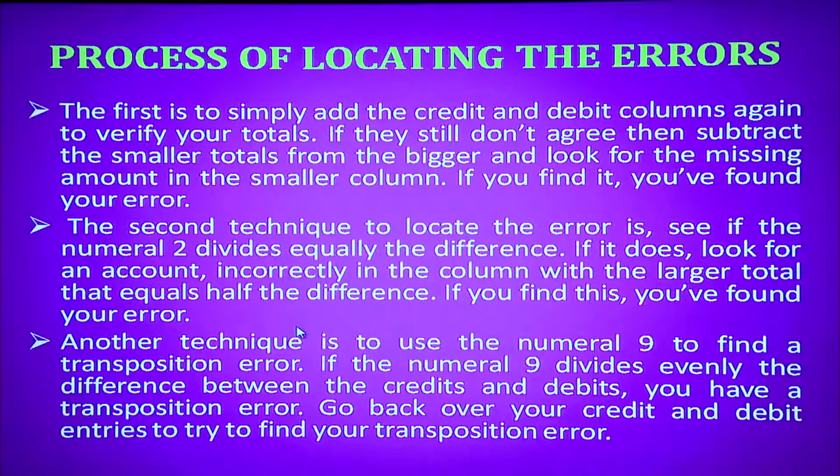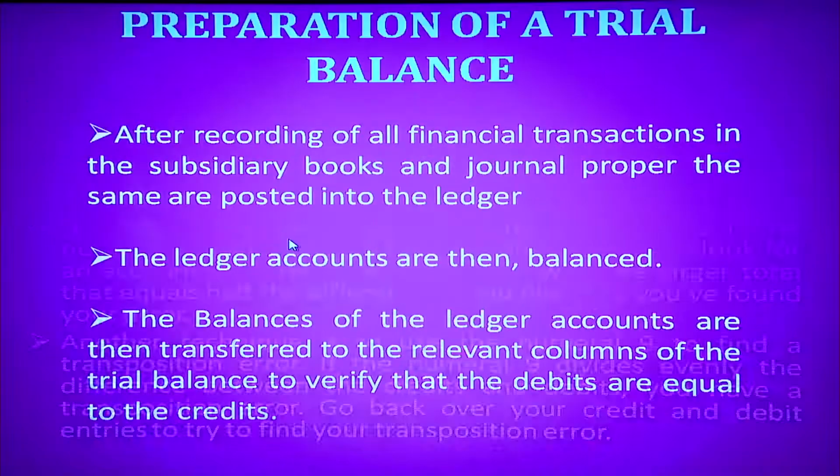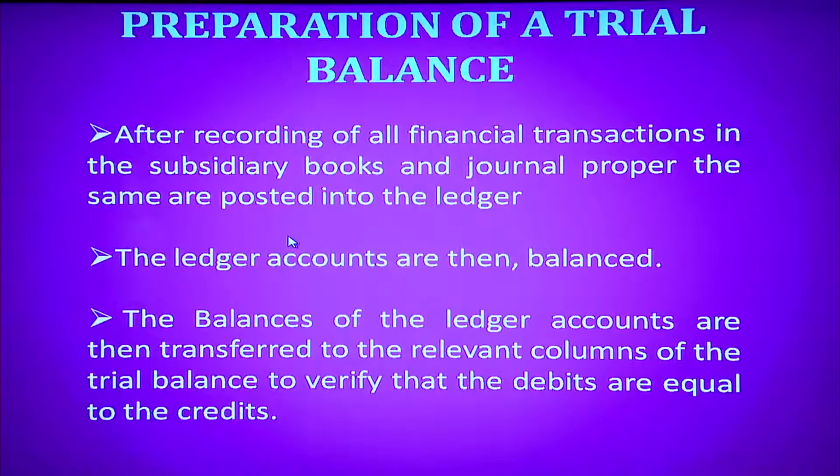Another technique is to use the numeral 9 to find a transposition error. If the numeral 9 divides evenly the difference between the credit and the debit, you have a transposition error. So, go back over your credit and debit entries and try to find your transposition error. So, this involves the process of locating the error.